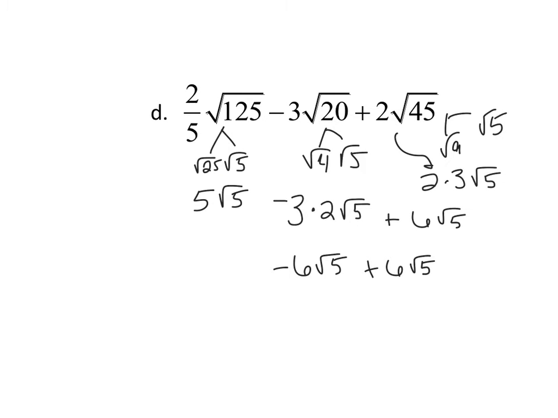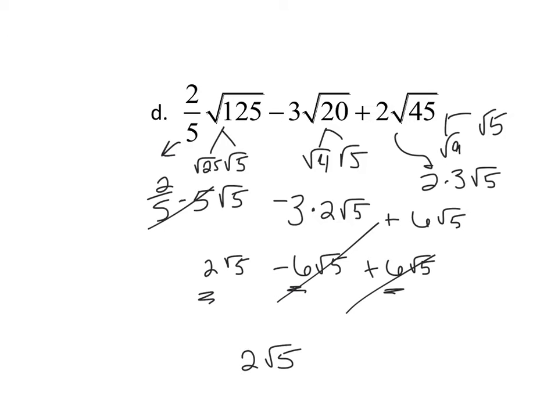5 square root of 5, because the square root of 25 is 5. This will drop down. 2/5 times that. This will cancel, so I'll just get 2 square root of 5. If I add these guys together, well, these cancel out because they're opposite, so the answer is just 2 square root of 5. Okay.